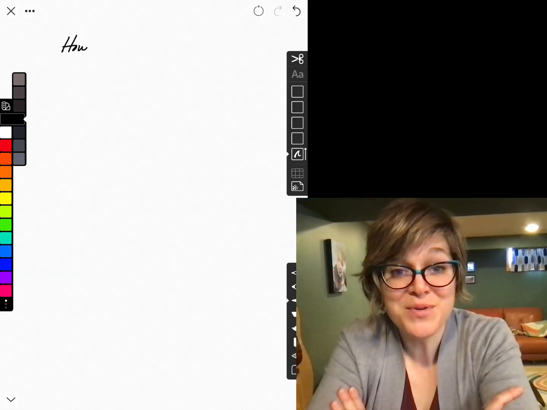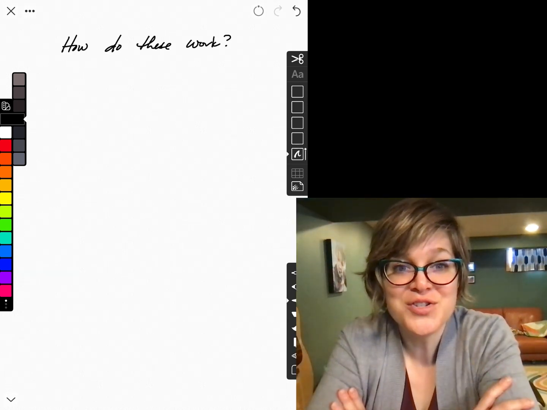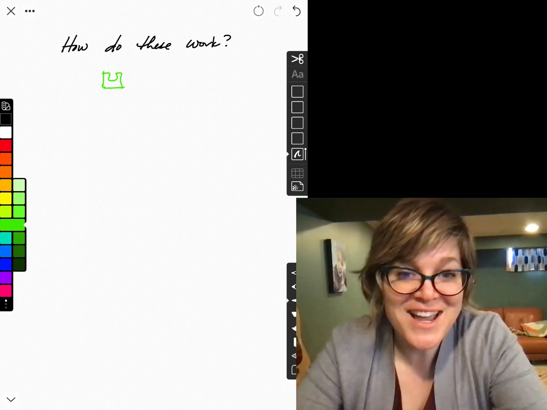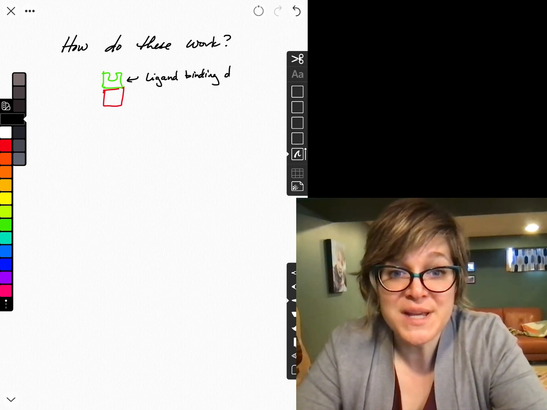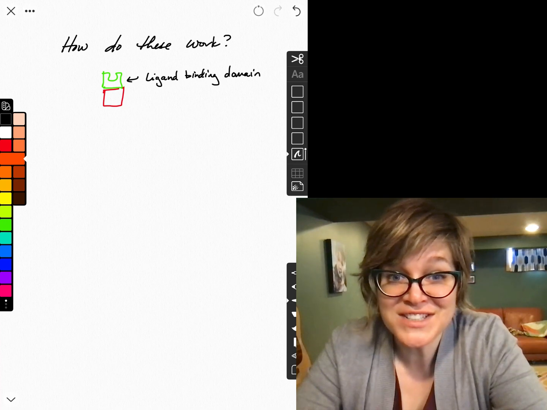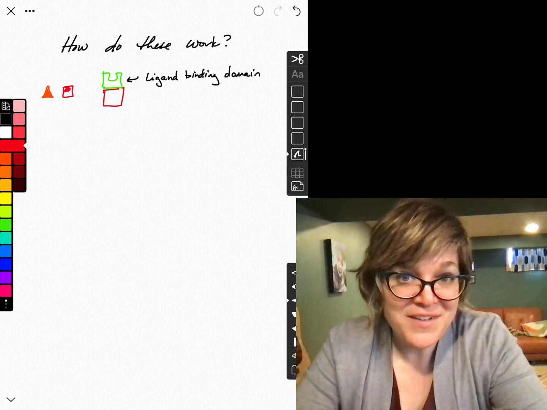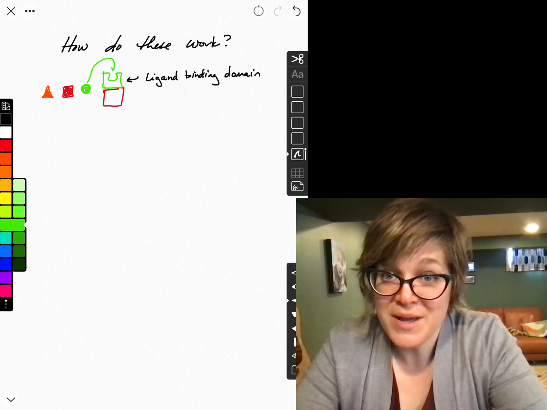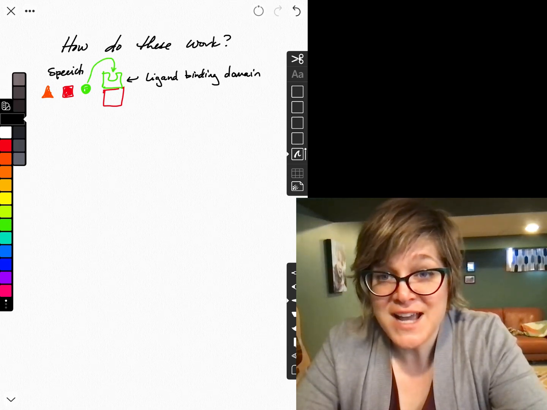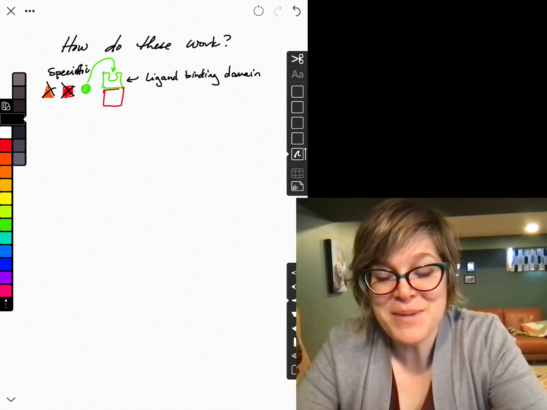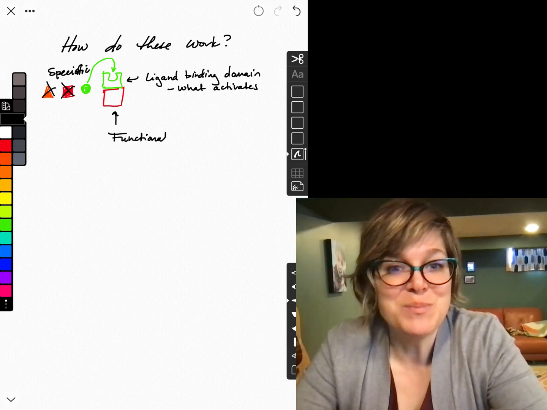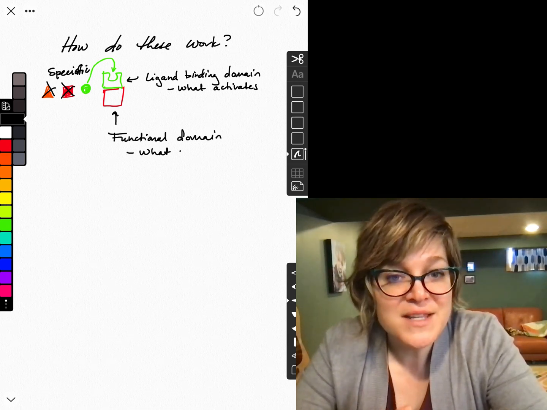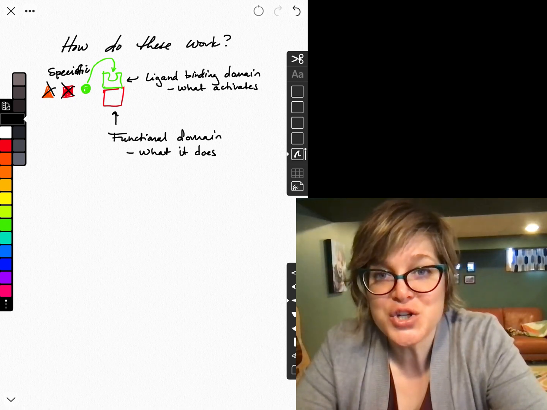But to understand your receptors, you really need to understand the anatomy that underlies them. Receptors have something called a ligand binding domain. This is the part of the receptor that binds the ligand, or the chemical, the signal. And this is specific. It's only going to bind certain compounds. Now, attached to that ligand binding domain, I think of the ligand binding domain like a light switch, and the thing attached to it is like what's plugged into that socket. This is called the functional domain, and the functional domain determines what that receptor does.